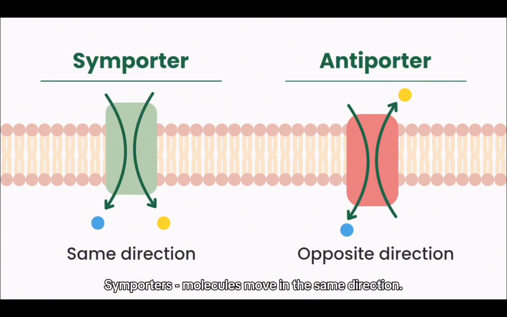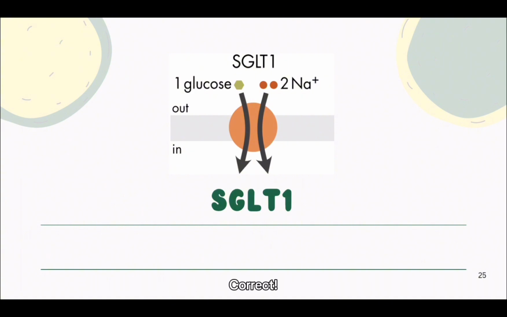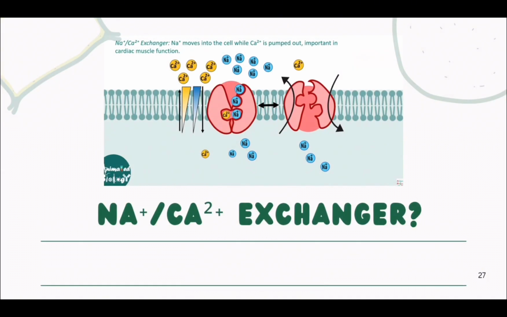Symporter, molecules move in the same direction. Antiporter is where molecules move in the opposite direction. So if sodium and glucose enter together through SGLT1, what kind of transporter is that? Correct, symporter. Now take a look at this.